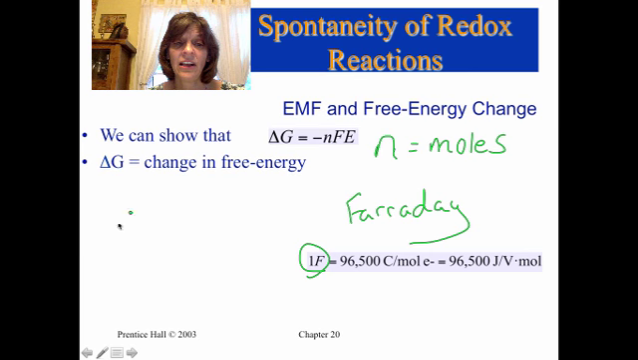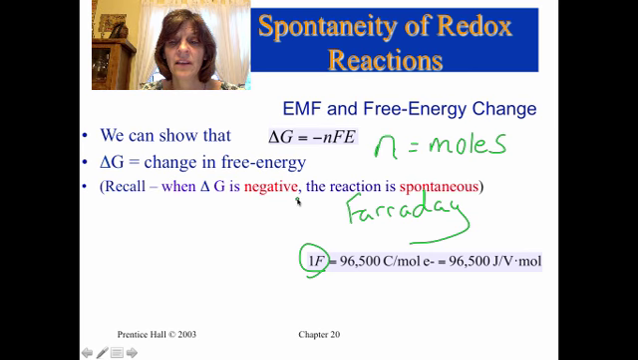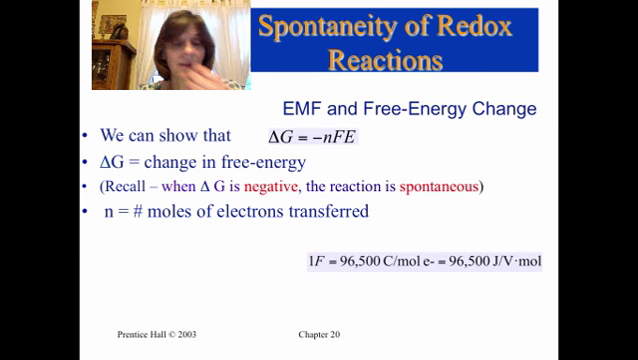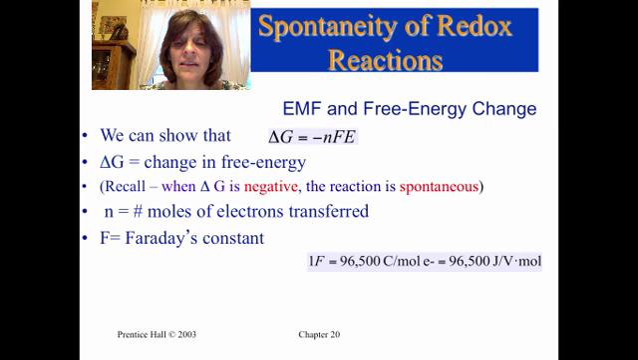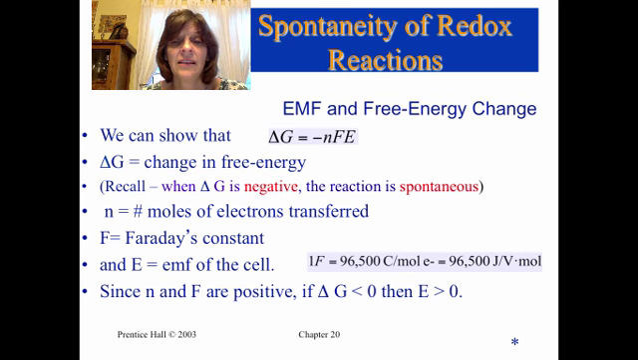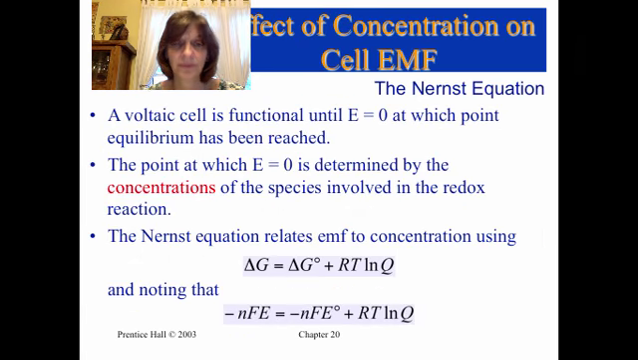Cool stuff, huh? So delta G is the change in free energy. Delta G is negative, as I said, when it's spontaneous, but E is positive. n is the number of moles of electrons transferred, and Faraday's constant tells you how many coulombs for every mole of electrons. And E is the EMF of the cell. Since n and F are positive, delta G is negative if E is greater than 0. So they're opposite when they are both referring to a spontaneous reaction.